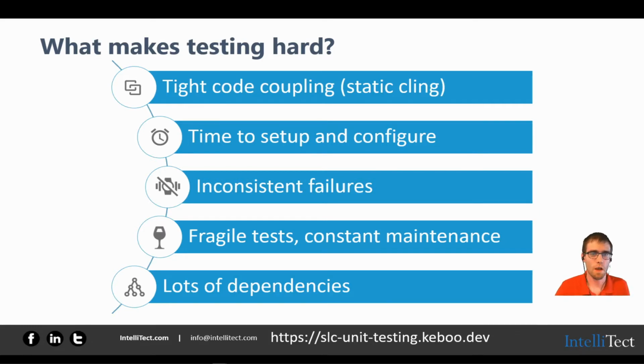So common things, static cling or tight coupling. If you've got a static reference between two classes, or you invoke a constructor, that causes a tight coupling between those two types that can be very difficult to abstract away to write good tests, right? There's always the setup time, the configuration time, and then ultimately tests that end up causing inconsistent failures.